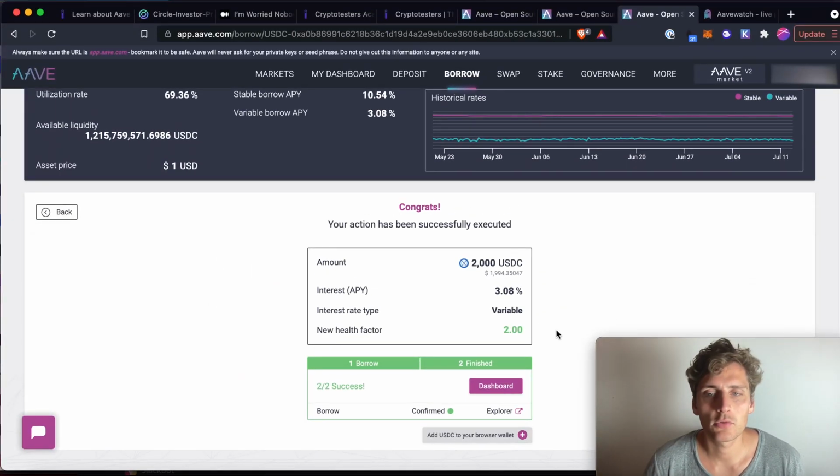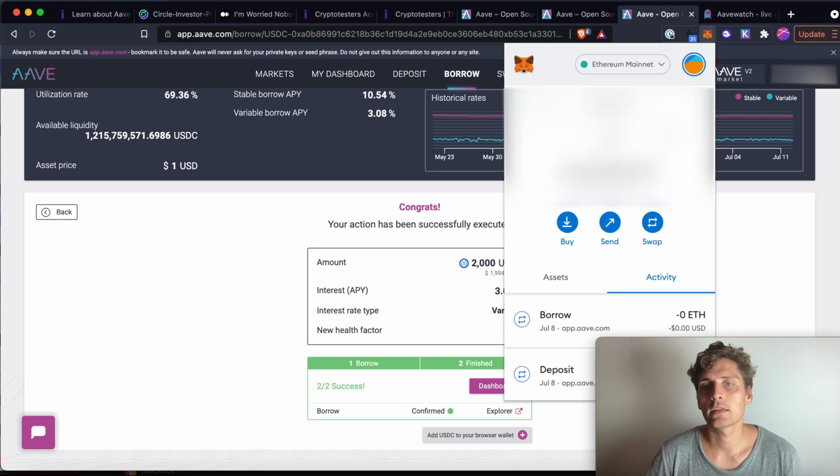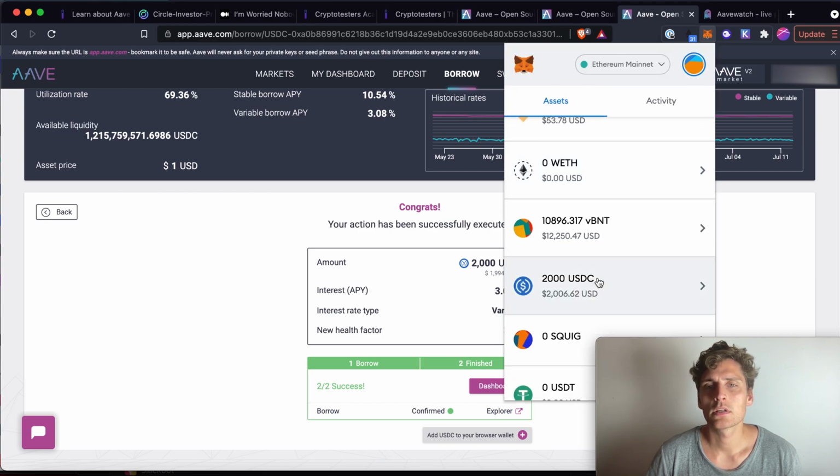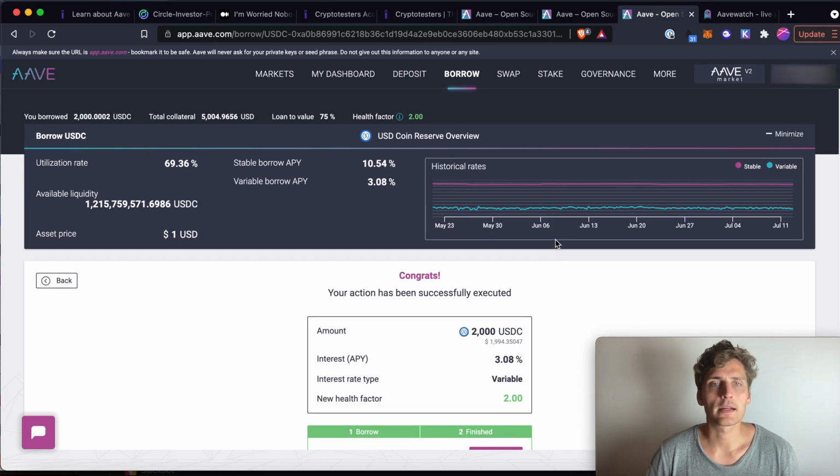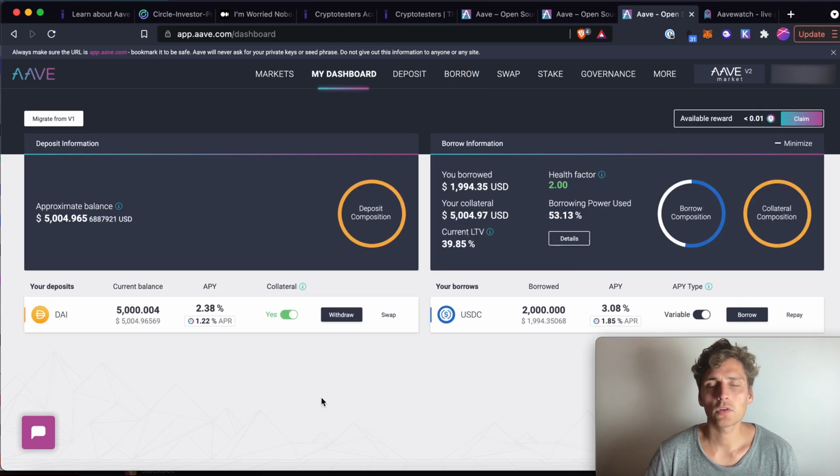Great, so now my transaction has been approved and my 2000 USDC are there in my wallet. I can see that asset in my wallet, 2000 USDC. They have been paid out, no questions asked. Beautiful. So this is essentially it.